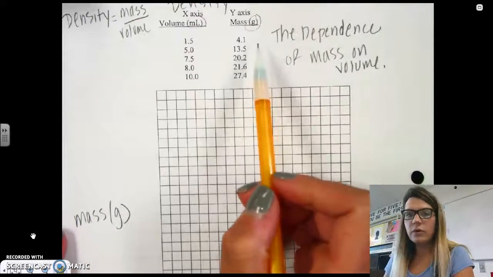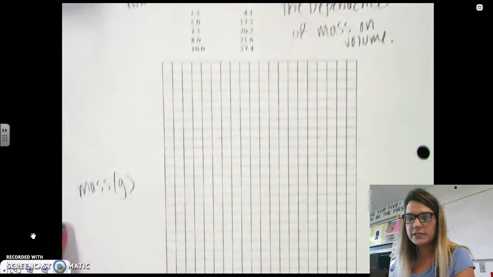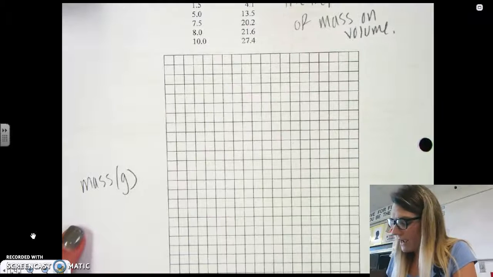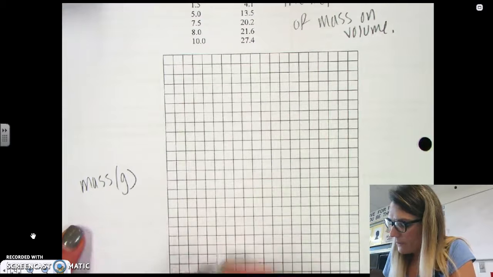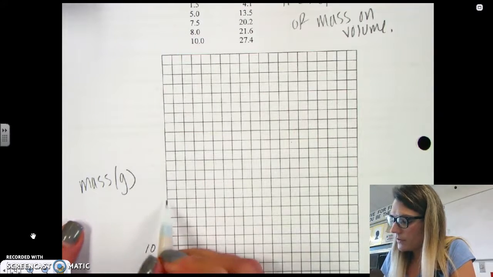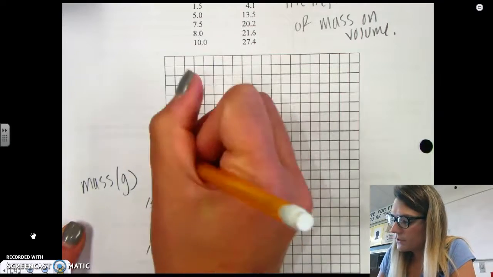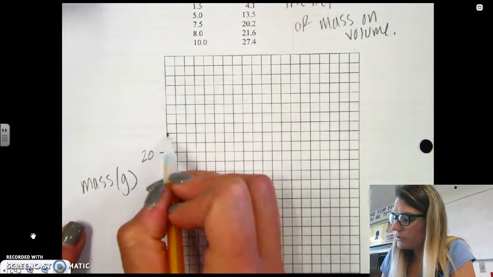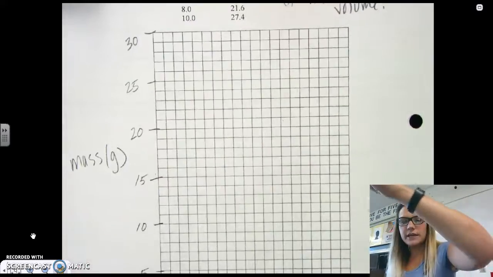For the y-axis, I'm going from 4 all the way up to 27.4. I already went ahead and counted. There's 30 lines here, so I'm going to just go up by 5s. So 1, 2, 3, 4, 5. 1, 2, 3, 4, 5. So this would be 10. 1, 2, 3, 4, 5. This would be 15. 1, 2, 3, 4, 5. This would be 20. This is 25. And then this guy is 30 up here. Now that I have my lines, I can go ahead and graph.